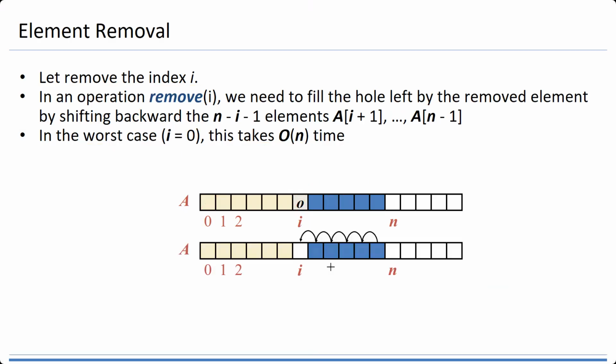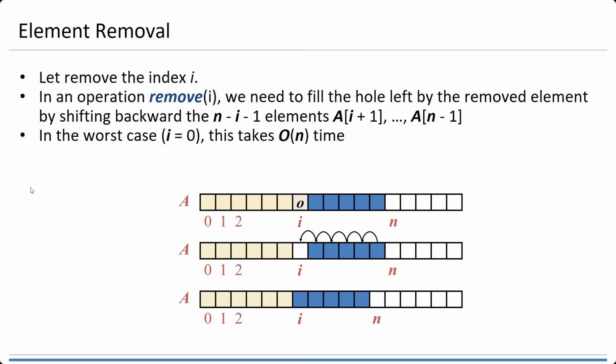If we remove the element at index I, of course, then we need to shift these elements, and so on. Now, the new array will look like this after we remove one element at index I.